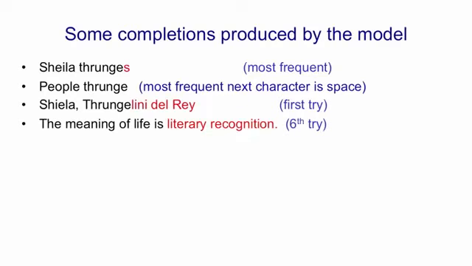You can also give it the meaning of life is and see what comes next. If it produced 42, that wouldn't be very interesting, because I'm fairly sure that'll be somewhere in Wikipedia. It produces random things, but in its first 10 tries, it produced the meaning of life is literary recognition, which is syntactically and semantically sensible.